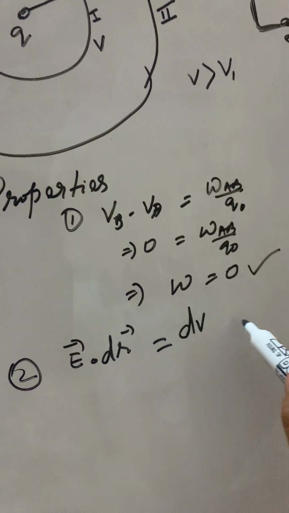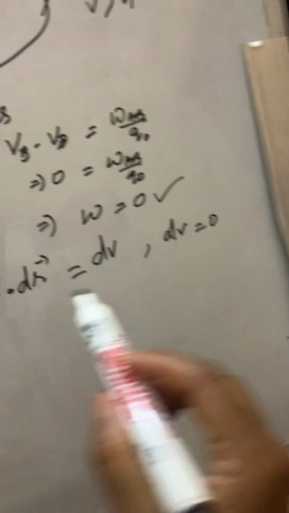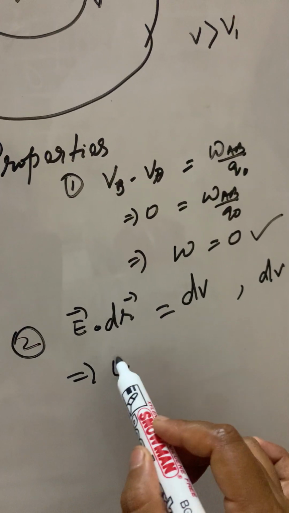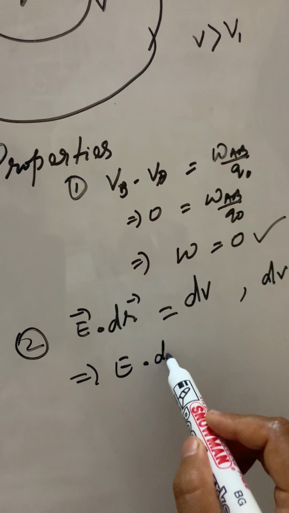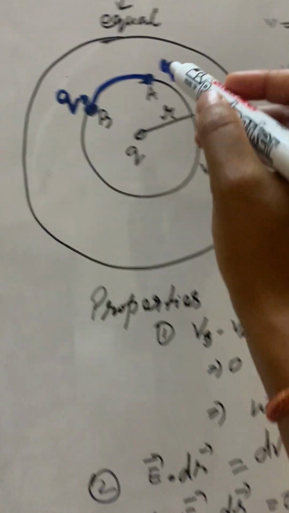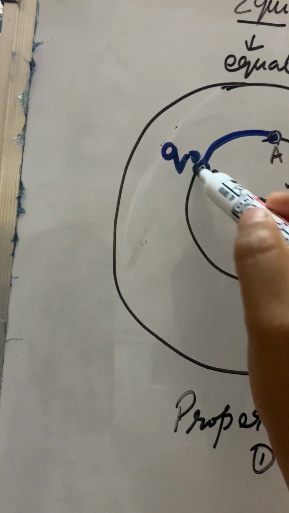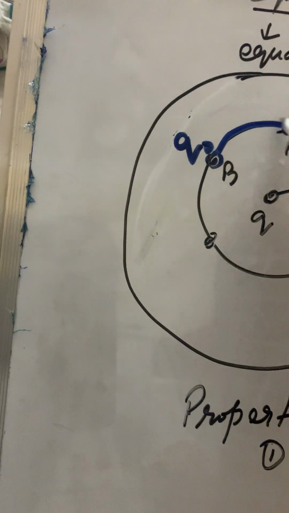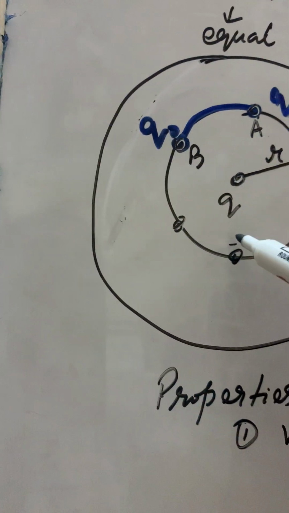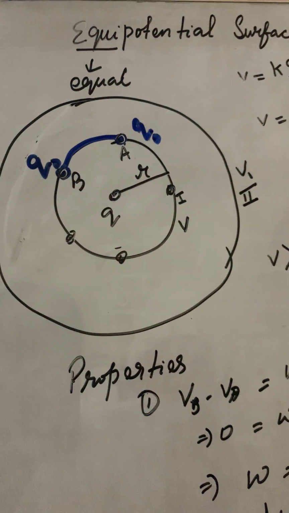For an equipotential surface, dV is equal to 0, yes or no? Now, E dot dr is equal to 0 on the equipotential, because the potential difference between these 2 points is 0. We are talking about a particular equipotential surface, right?